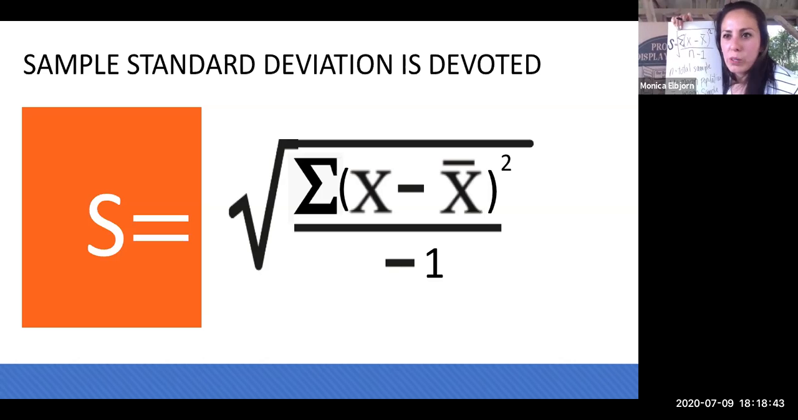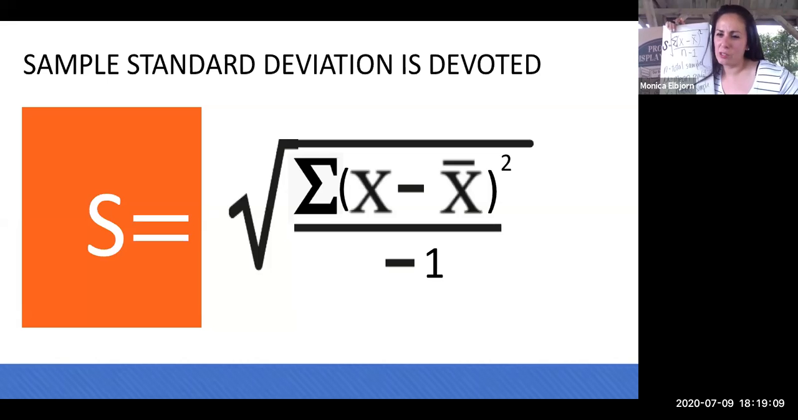Is subtracting 1 supposed to not count the mean, because of the deviation from the mean? Yes, the deviation.